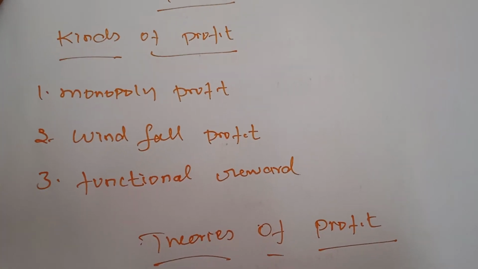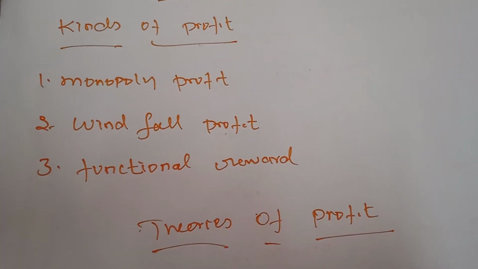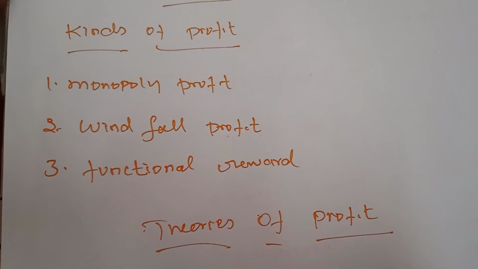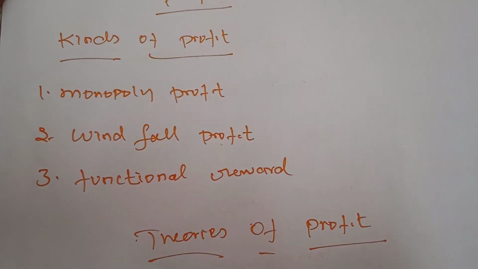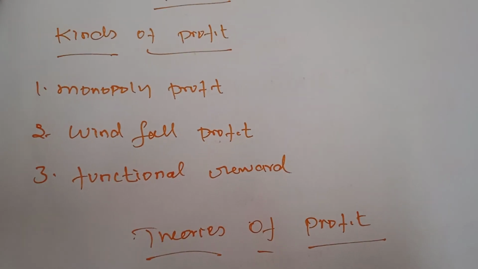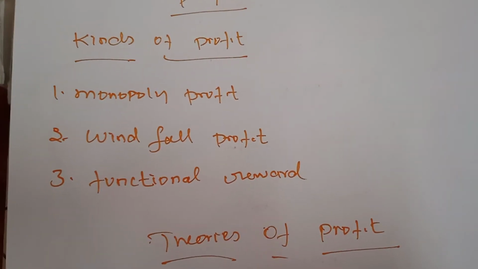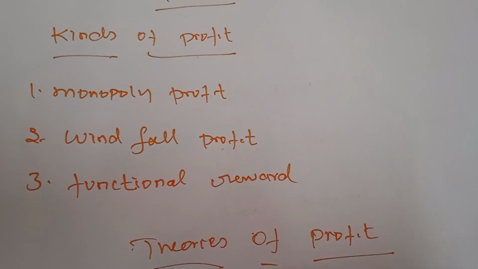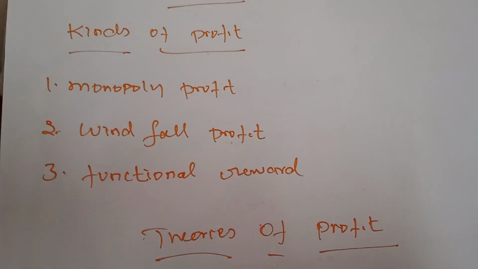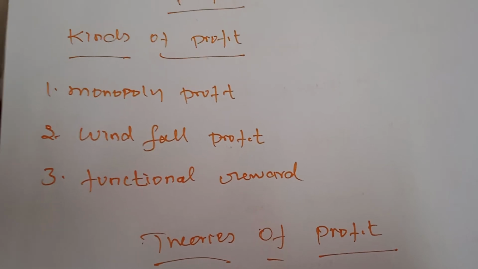First one is monopoly profit. The monopoly profit is the profit earned by the firm because of its monopoly control. We have already studied the monopolist. Monopoly means only one seller will be there. He alone has the power to fix the price of the commodities.